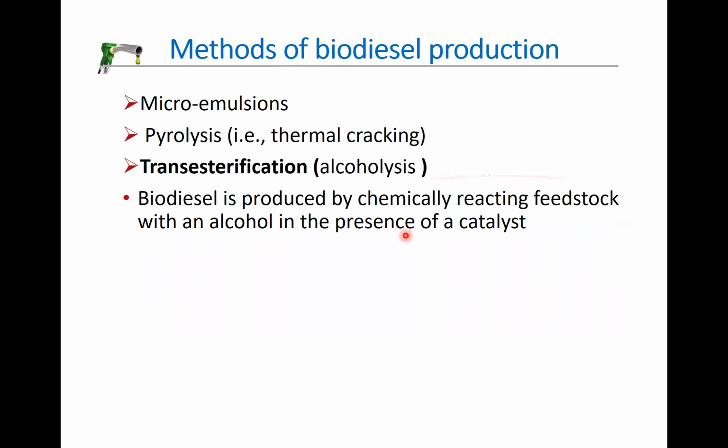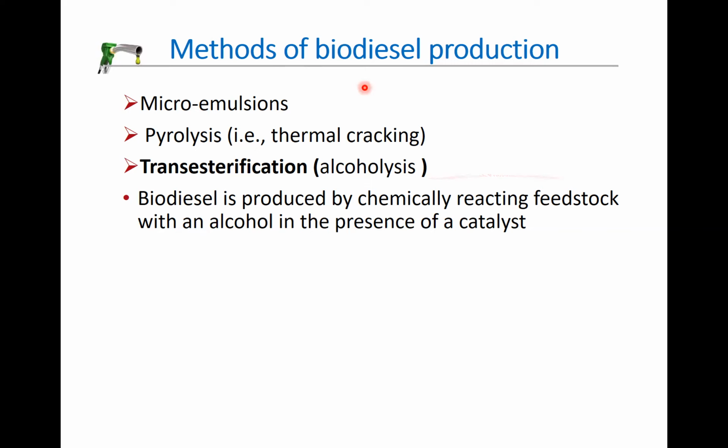Okay, what are the methods that can be used for biodiesel production? There are a few methods. Maybe the most common ones are microemulsions, pyrolysis, or what they call thermal cracking, and the most common method is transesterification, or they call it alcoholysis. Alcoholysis actually is the most common one. This is basically, in any lab it can be reproduced, and even for commercial production they also use transesterification.